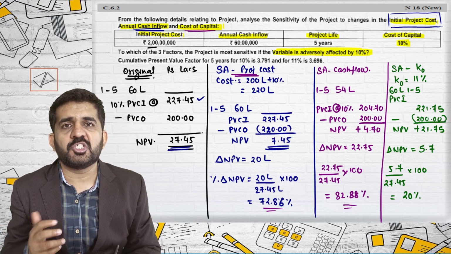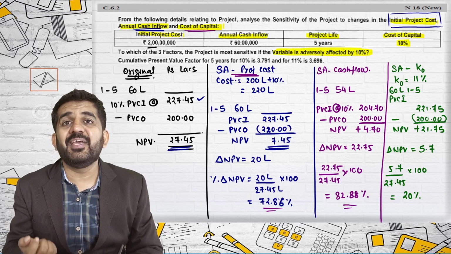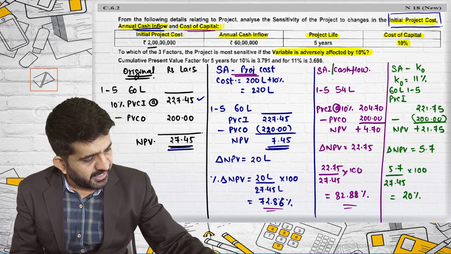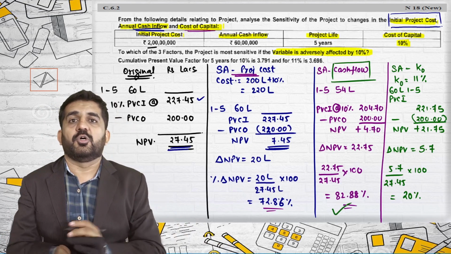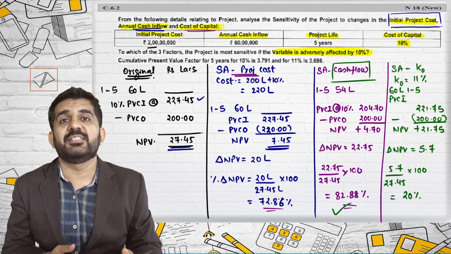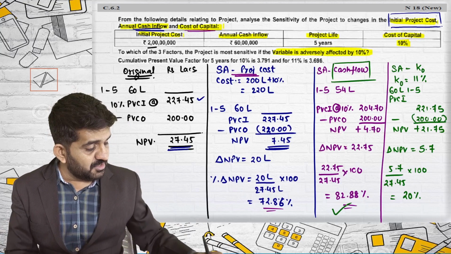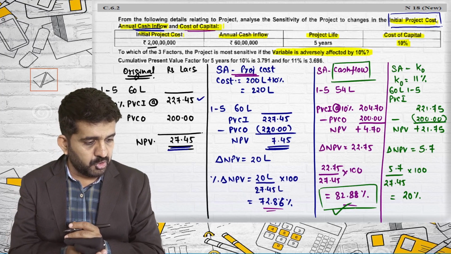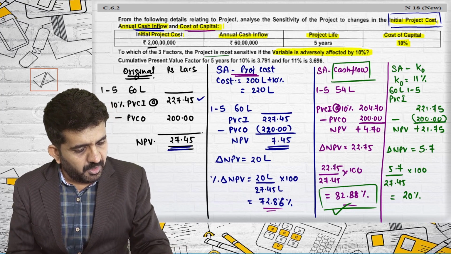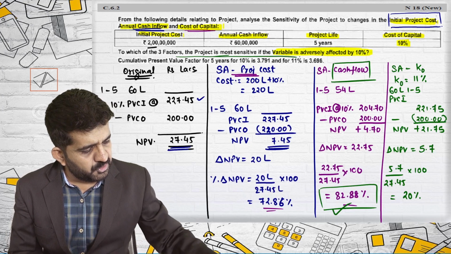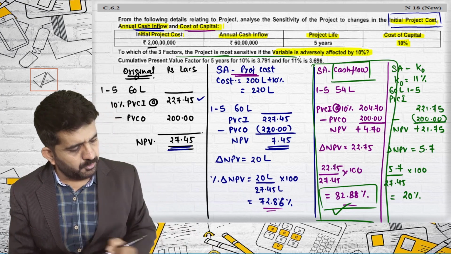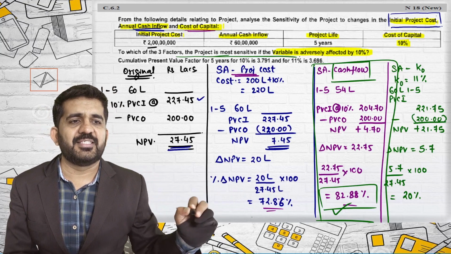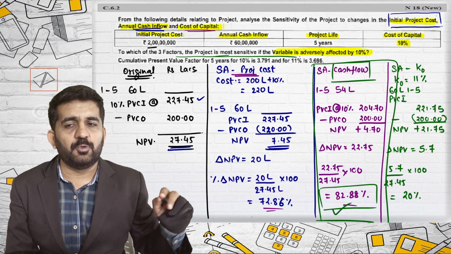Comparatively, out of project cost, cash flow and cost of capital, which variable is most sensitive to the project? Which variable? Project cost? No. Cash flow is most sensitive to the project. Why? If cash flow decreases by 10%, NPV is decreasing by 82.88%, which means this is the most sensitive variable. This is also what they have asked. To which of these factors is the project more sensitive? The project is more sensitive to cash flow. You need to write down a statement below your answer: project is most sensitive to cash flows by 82.88%.